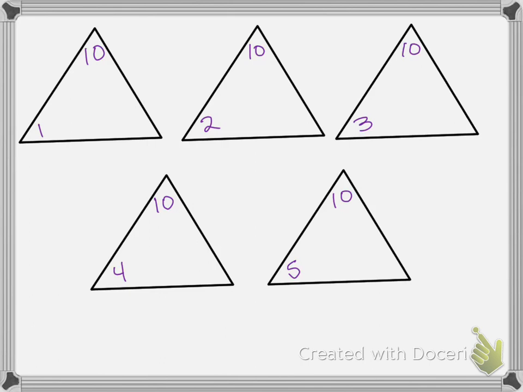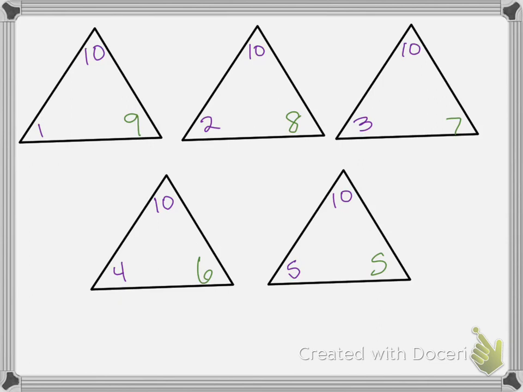Okay. So here on the first one, I have a missing number, and so I think 1 plus what equals 10? Well, 1 plus 9 equals 10, 2 plus 8 equals 10, 3 plus 7 equals 10, 4 plus 6 equals 10, and 5 plus 5 equals 10.